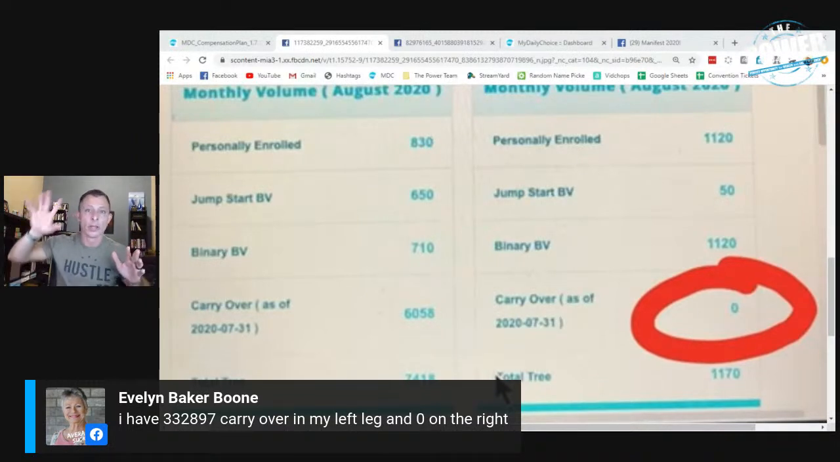So have your attention. 332,000 in binary volume over the next 6 months in her smaller leg is going to match and deduct the 332,000 from her bigger leg. It comes together and she gets paid 15% on what? On that number, 332,000. Does anyone have questions on that? Does that make sense? 332,000 times 15% is $50,000. Evelyn, you have $50,000 right now, potentially, sitting there in your back office.